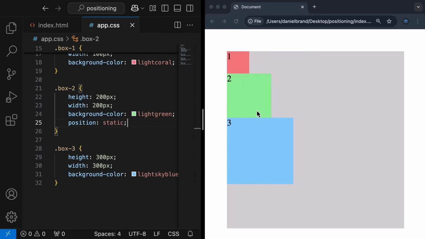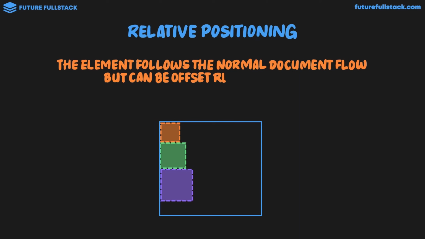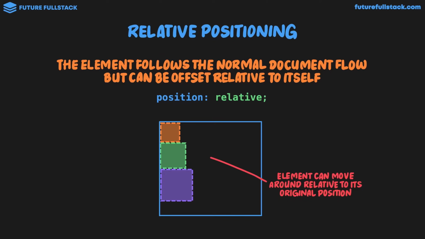Now I know this idea of slot may seem very new and not relevant at all, but let's now go and see this idea of slot and element by looking at relative positioning. In relative positioning, the element follows the normal document flow but can be offset relative to itself. In CSS, we would set position to the value relative. So looking at the green element, the element can move around relative to its original position. So what this means, we can separate out the element from its slot and move the element like this. So the slot remains, that is the area on the web page allocated for the element, but the actual element can move around the page.